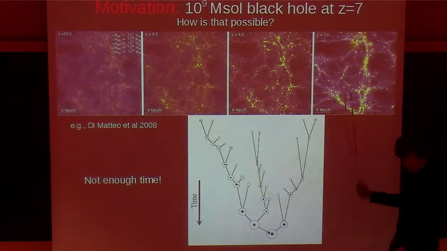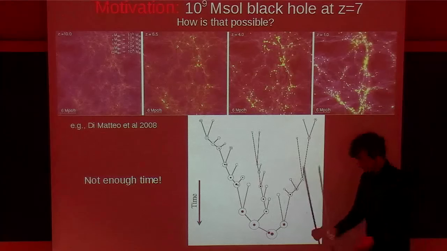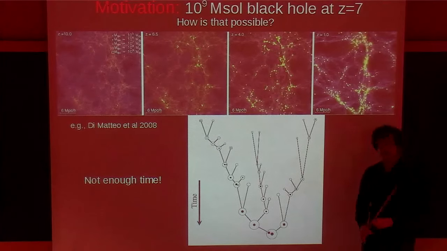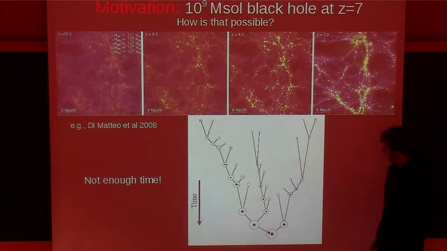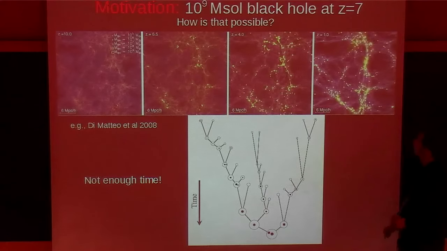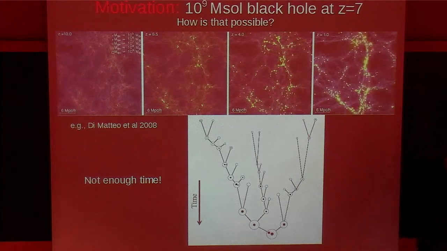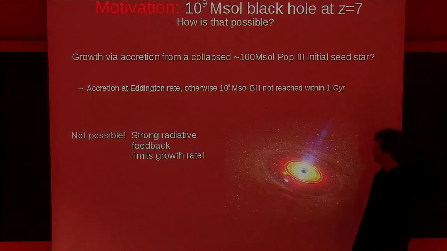One, for instance, is based on the hierarchical merger scenario, where you assume that galaxies contain a central black hole, and as the galaxies merge, the central black holes merge. That means eventually you end up with a very massive black hole at the center of a galaxy. But the trouble is you don't have enough time at z equals 7. That takes much longer.